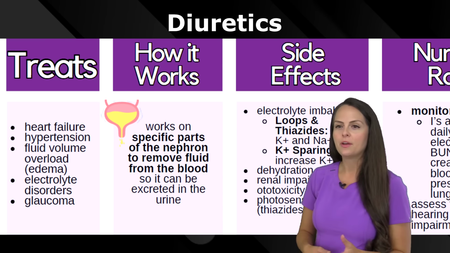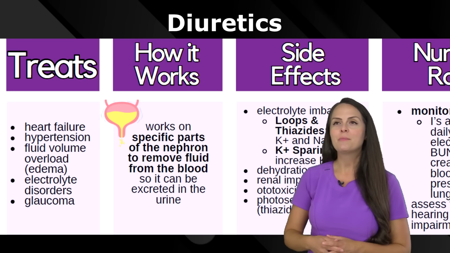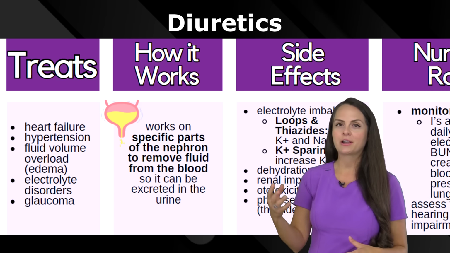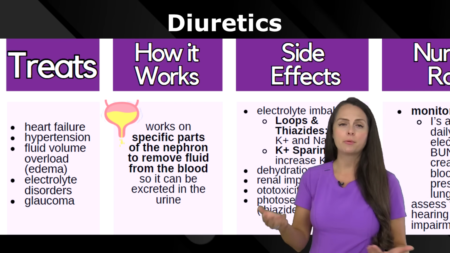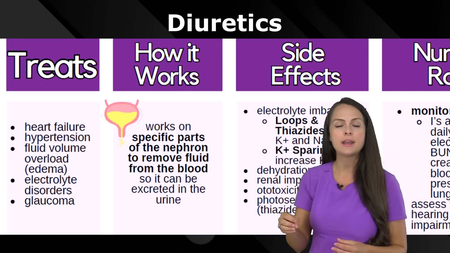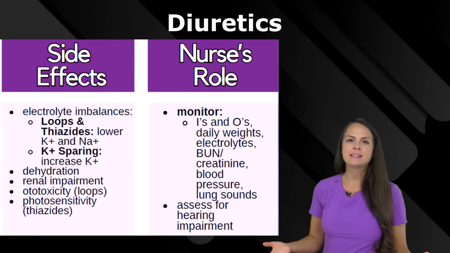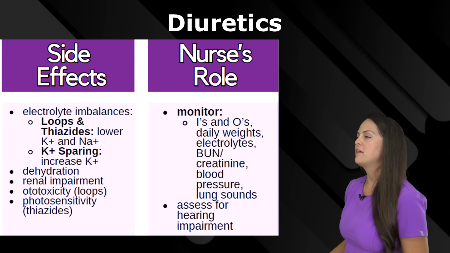For example, loop diuretics. What part do you think it works on within the nephron? The loop of Henle. So based on what type of diuretic we're talking about, it will affect that particular part of the nephron, and it's going to remove extra fluid from the blood into your urine so it can be excreted out. Now, because we're doing this, there are some side effects we have to watch out for.